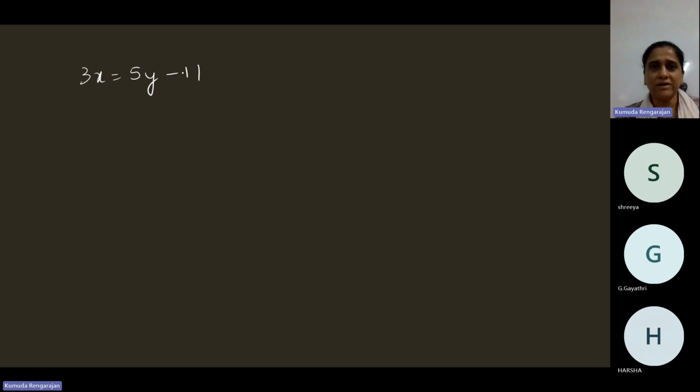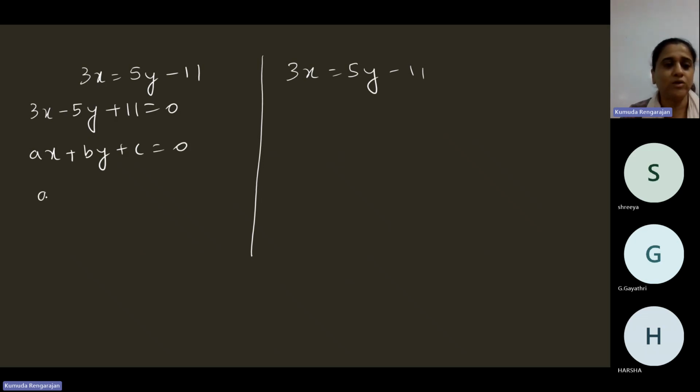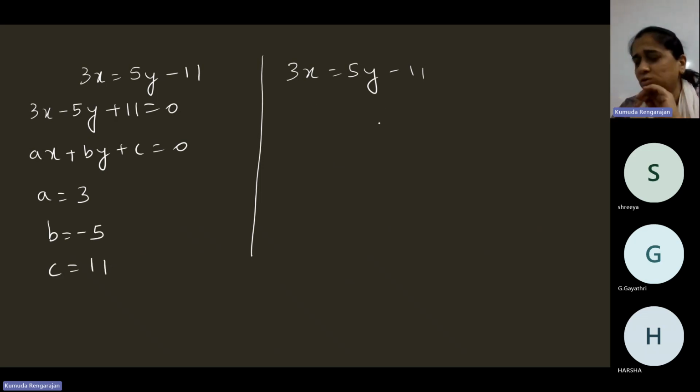If the question is to bring out the values of A, B, and C from this equation, let's transpose. Now 3x minus 5y plus 11 is equal to 0. Correct? So what's the value of A when you compare this with ax plus by plus c is equal to 0? 3. What's the value of B? Minus 5. What's the value of C? 11.